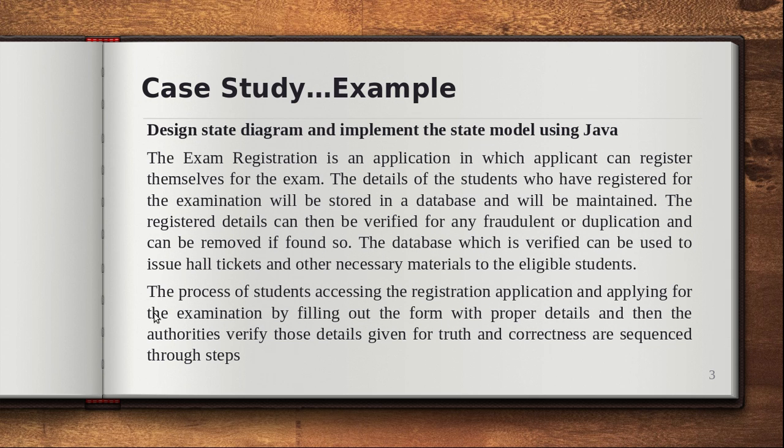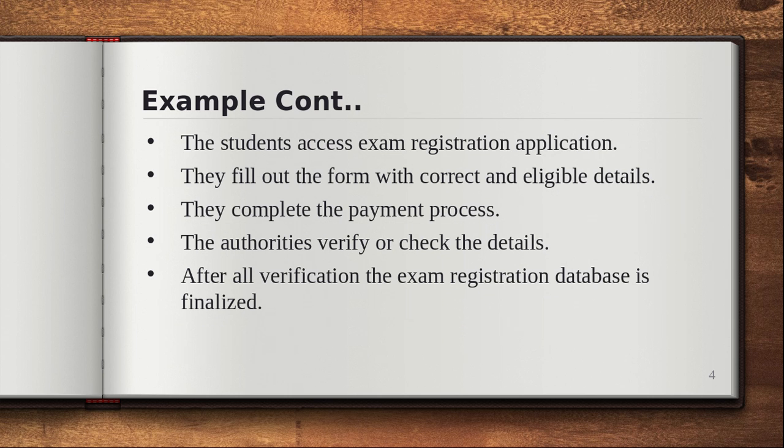The verified database can be used to issue hall tickets and other necessary materials to the eligible students. The process involves the student accessing the registration application and applying for the examination by filling out the form with the proper details, and then the authorities verify the details for truth and correctness. It is sequenced through the steps. So here are the steps.